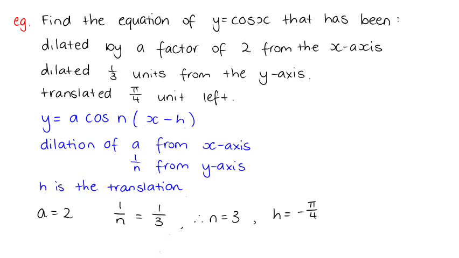Right? All you have to do is now just plug them into the equation. So you get y equals a, which is 2, cosine n, which is 3, (x minus negative pi on 4). So you get plus pi on 4. That's it. All you have to do is find your a, find your n, find your h, and then put them in.